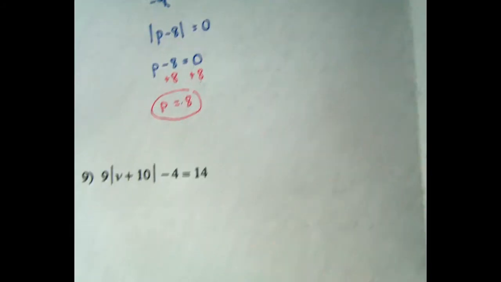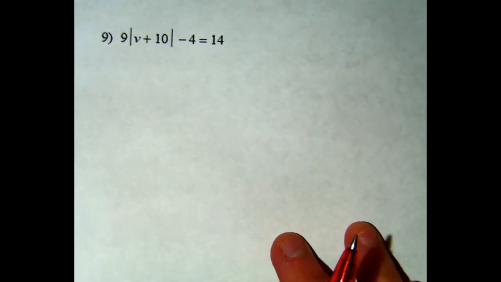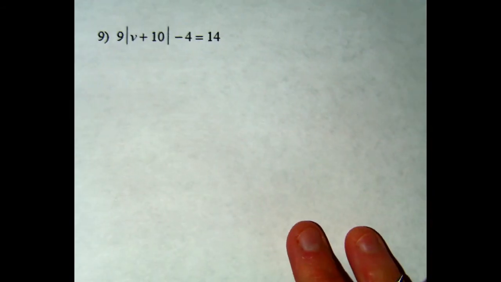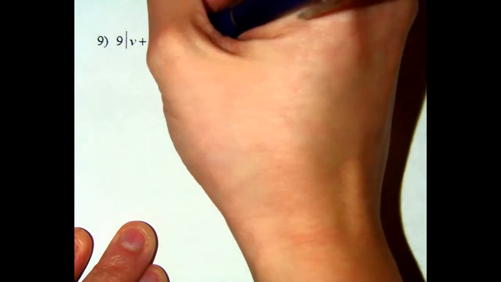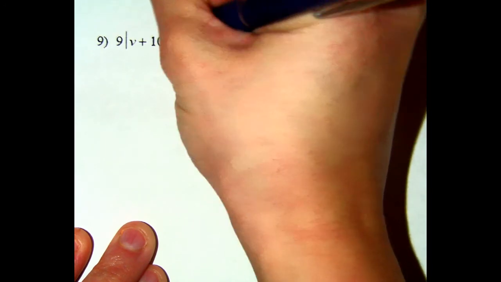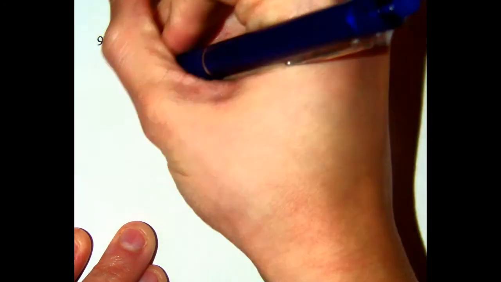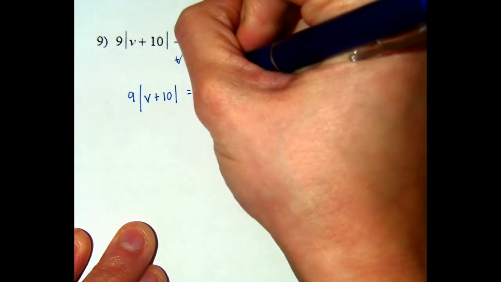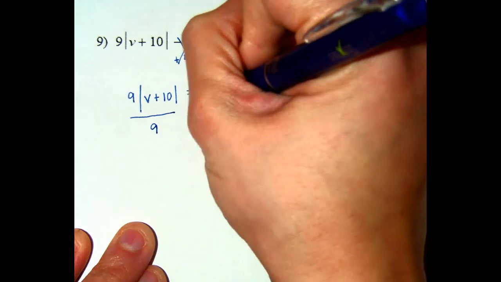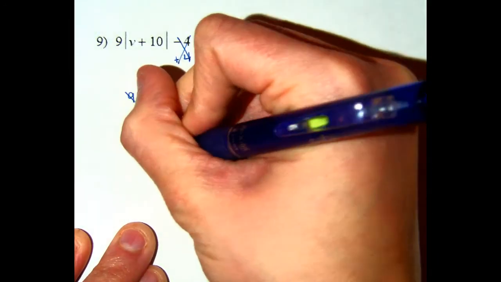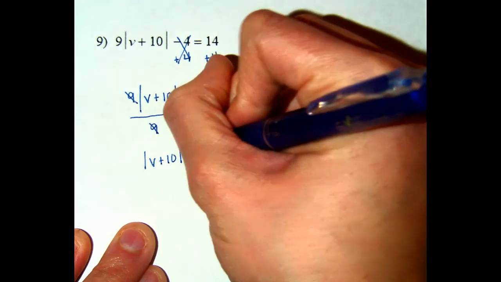Let's work with number 9. Number 9, I have to get the absolute value by itself. I'm going to move over the minus 4. I know that's the one I want to move over because I always need to move anything that is added or subtracted before I move division or multiplication. Alright, I'm now going to divide by 9. So the absolute value of v plus 10 equals 2.